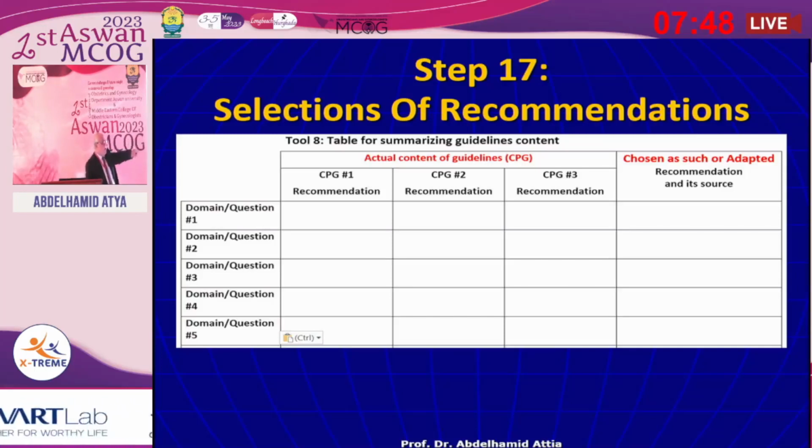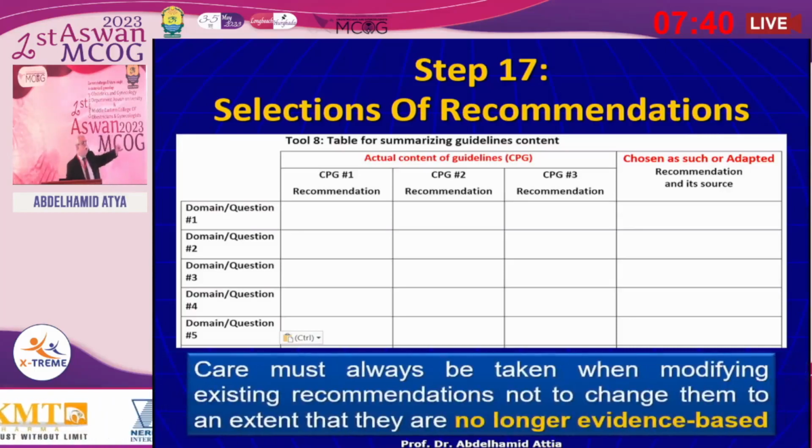And finally, which of those you choose, or if you are having a modification, put them. And I am going to give you an example. But before going to the example, this is a very critical and tricky situation.